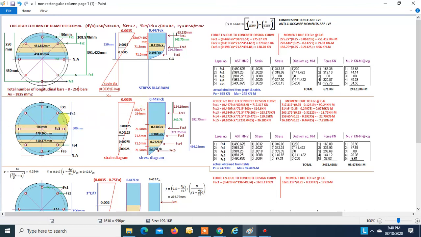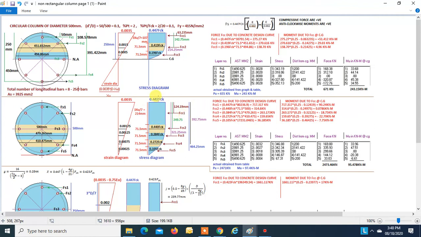the first force FCC1 for this element, that is for a distance 3x by 7, that is 214 mm. Up till here, the stress is constant. The strain over here is 0.002. Now the remaining part we will divide into 4 strips, 1, 2, 3, and 4, each of 71.5, 71.5, 71.5, 71.5. So we will have 5 forces due to concrete: FCC1, FCC2, FCC3, FCC4, and FCC5. So let us find FCC1 first.